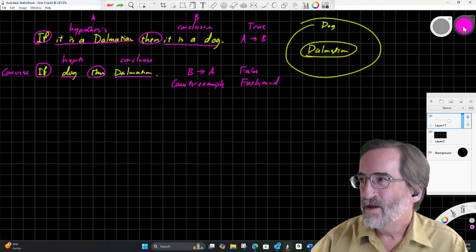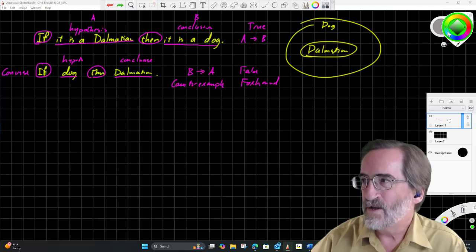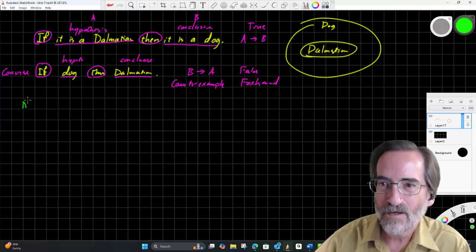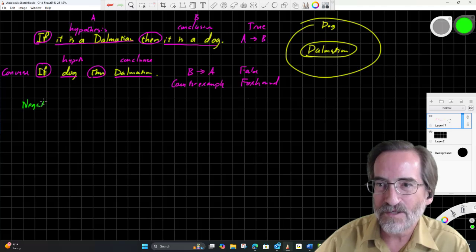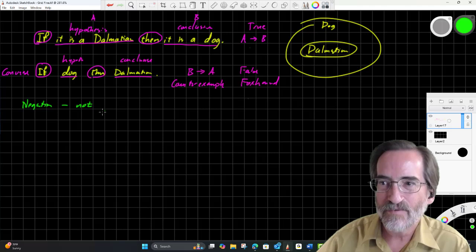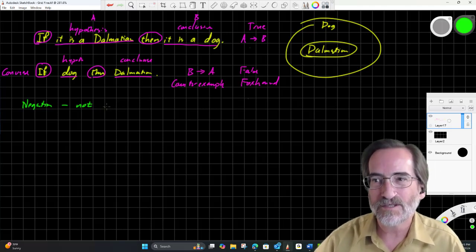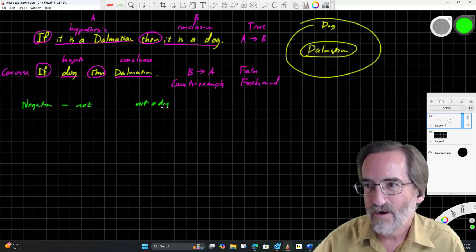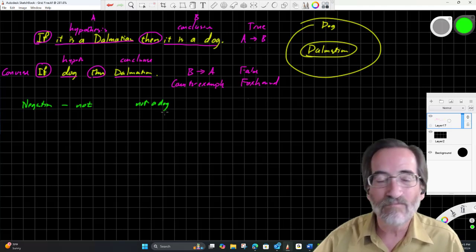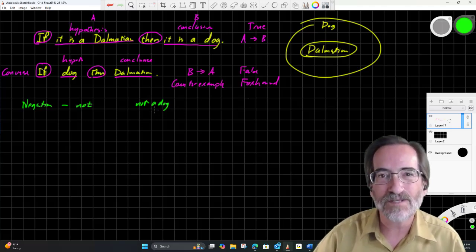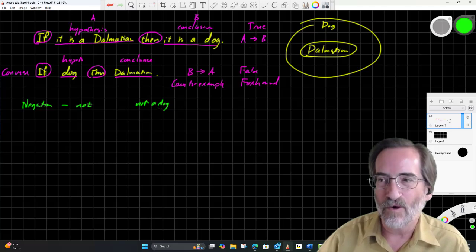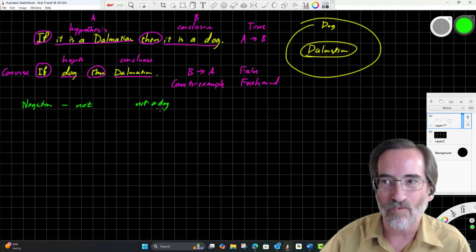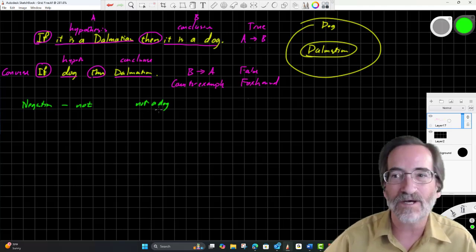All right. I want to introduce another word, negation. Negation. That is to say something that it is not. Right? So we would say not a dog or not a Dalmatian. Not a dog. Okay, that would mean it's anything but a dog. It is part of the set that is not dog. A rock is not a dog, so a rock would be part of the not dog set.